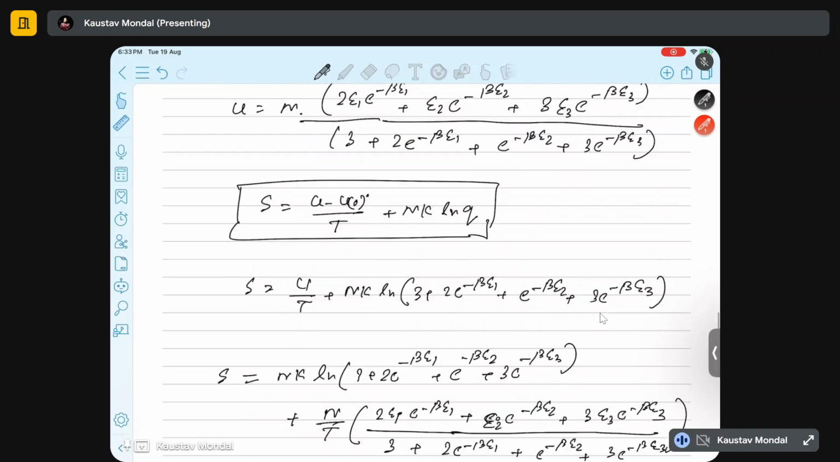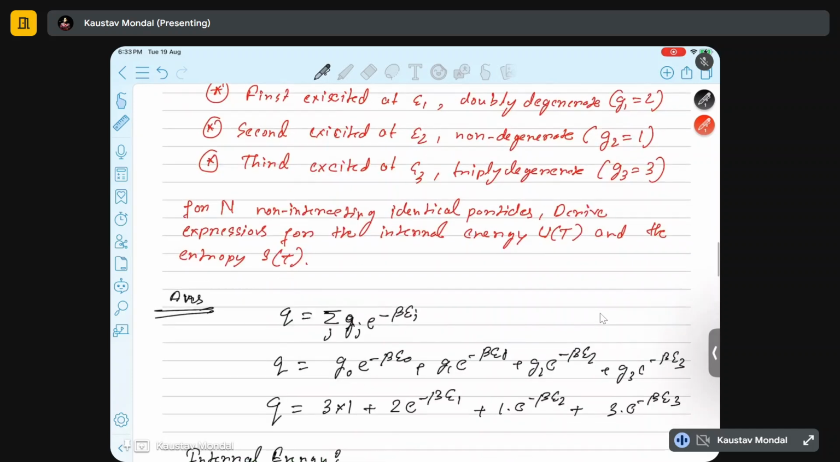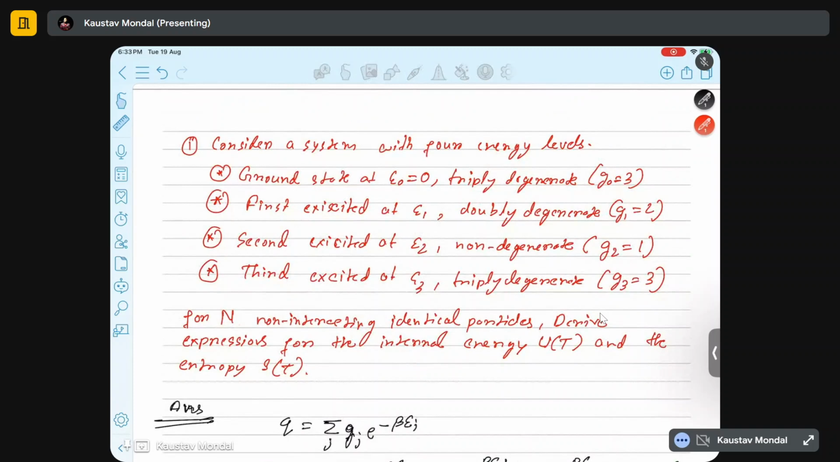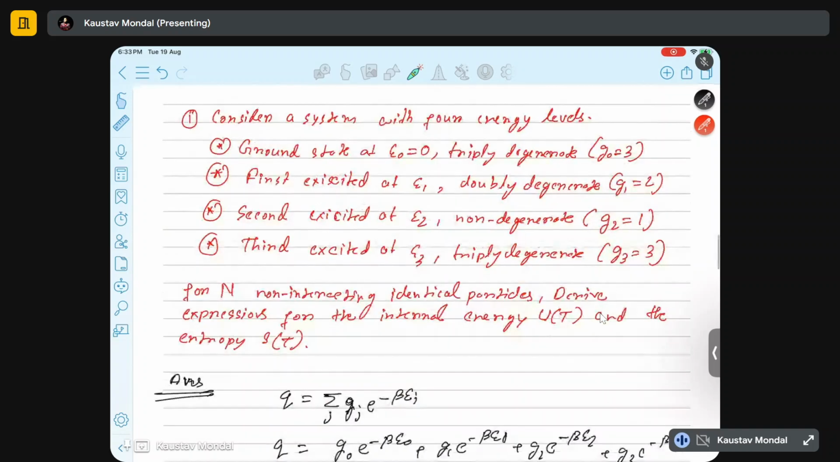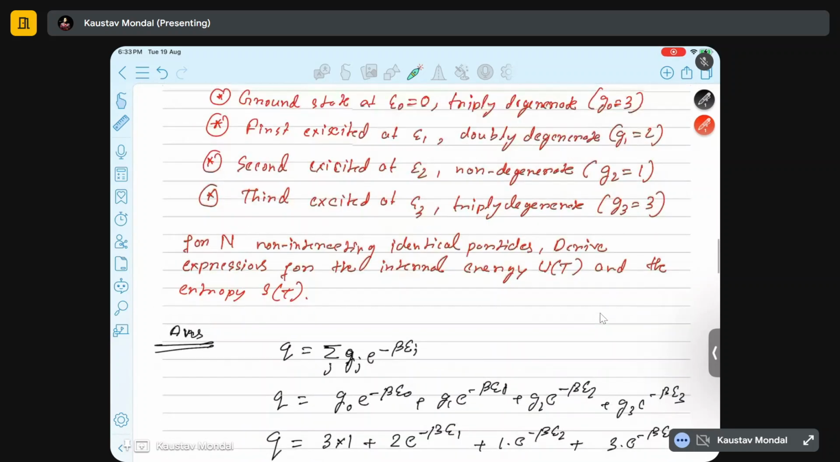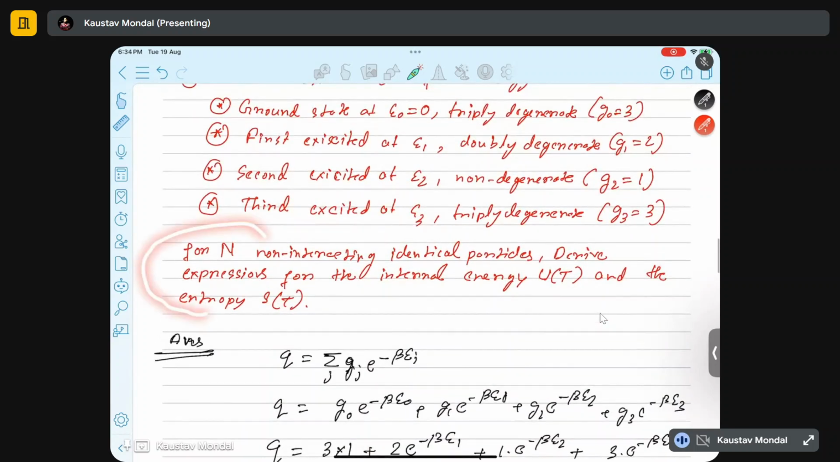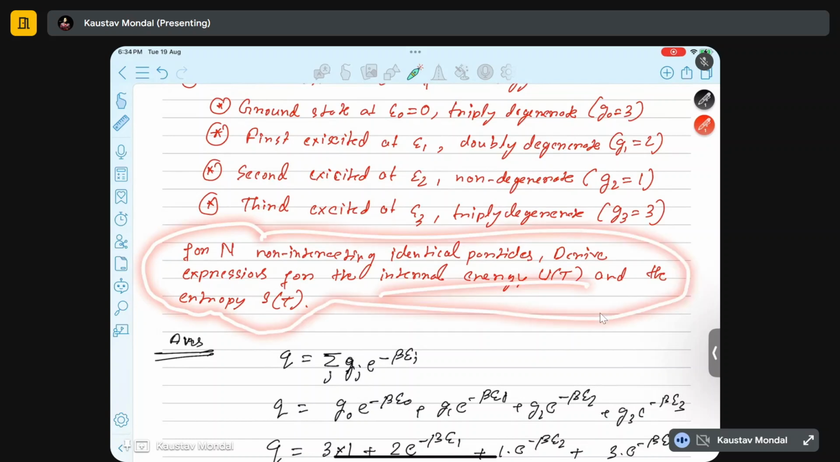So let me just revisit what we have done. We have been supplied here with four energy states: ground state, first, second, and third excited states. Each state has some degeneracy associated with it. The first one has triple degeneracy, the second one is double, the third one has no degeneracy, and the fourth one has triple degeneracy, right? So we have been asked to calculate, for N non-interacting identical particles, the expression of internal energy and entropy.